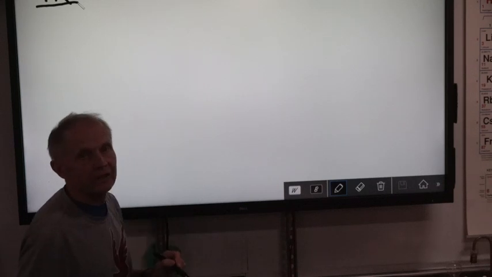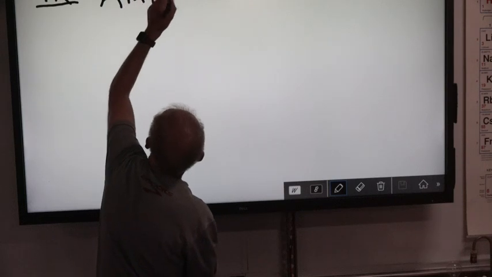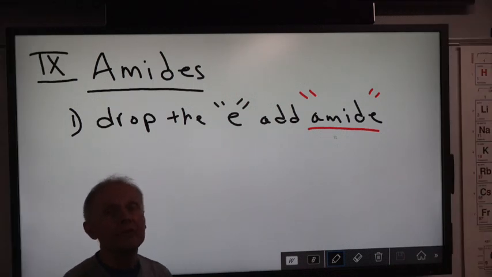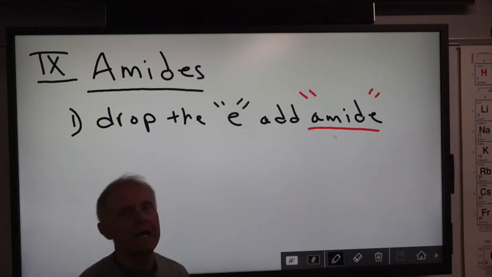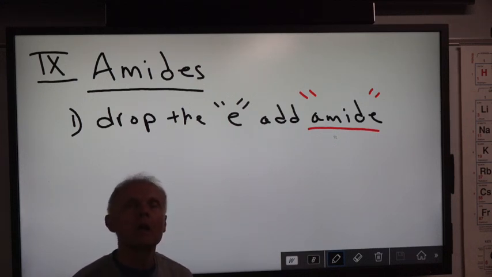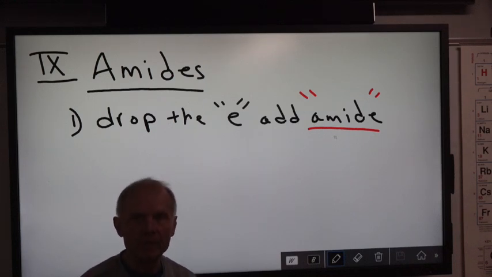Is number 9 and it's called the amides. So for amides, this is how you name them. You drop the E and add amide. Now, you don't need a number for the name. So if you don't need a number for the name, that must mean this functional group comes off the end. Because all the other functional groups, you have to put a number in there. That means they can go anywhere in the hydrocarbon chain.